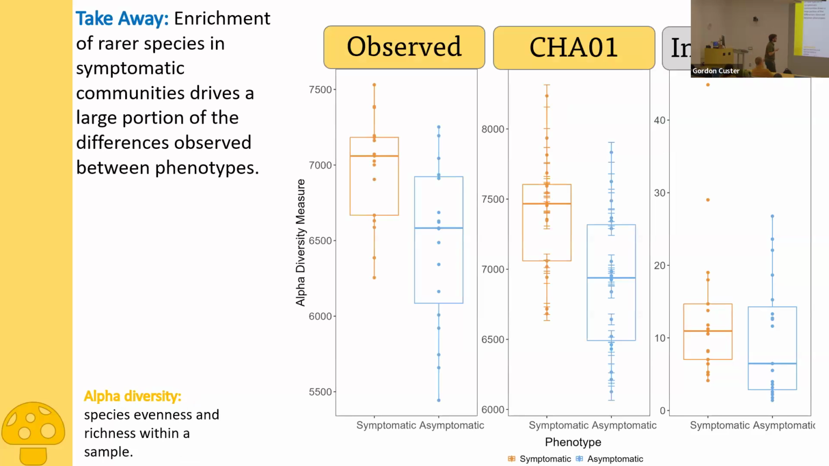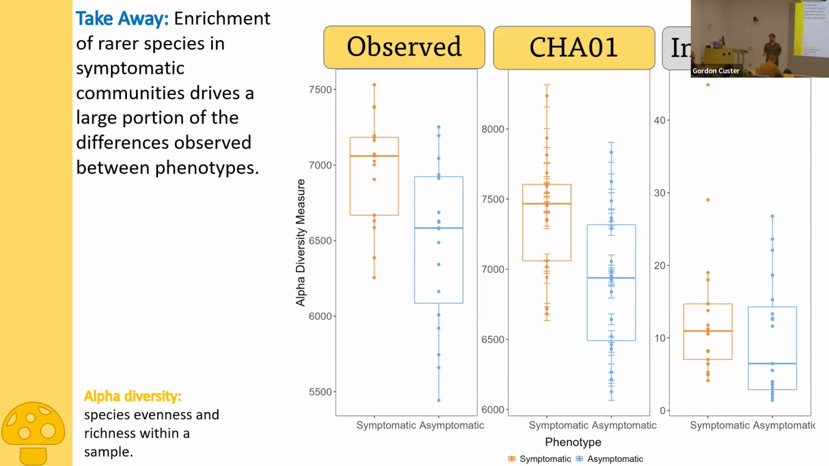And this is interesting because, taken together with these three, this means that enrichment of rare species in the symptomatic communities is what's driving a large portion of the differences observed between phenotypes. So taken back, there are species that are being enriched in our symptomatic community that are not necessarily present in our asymptomatic communities, but they're not present in our samples at a level that's technically significant.